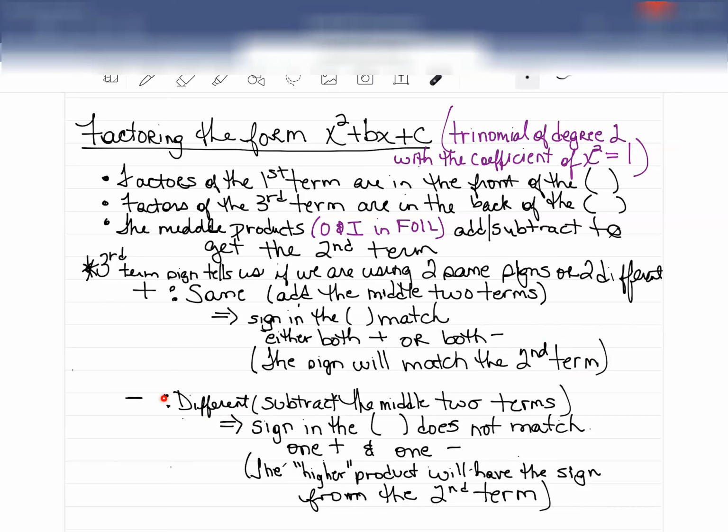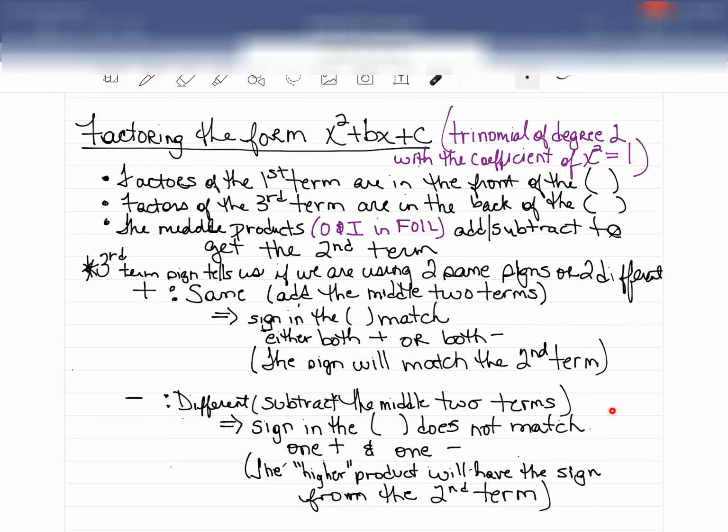If you have a minus in front of the third term, you're going to have two different signs, which means you're going to subtract the middle two terms. So the signs in the parentheses do not match. One will be positive and one will be negative. The one that gives you the quote-unquote higher product is the one that we're going to take the sign from the second term. So then the other one gets the other sign.